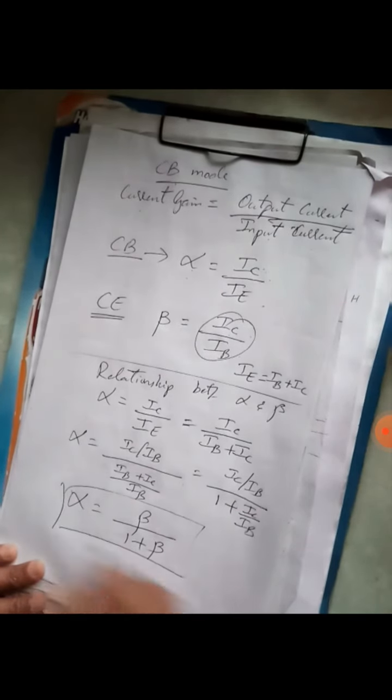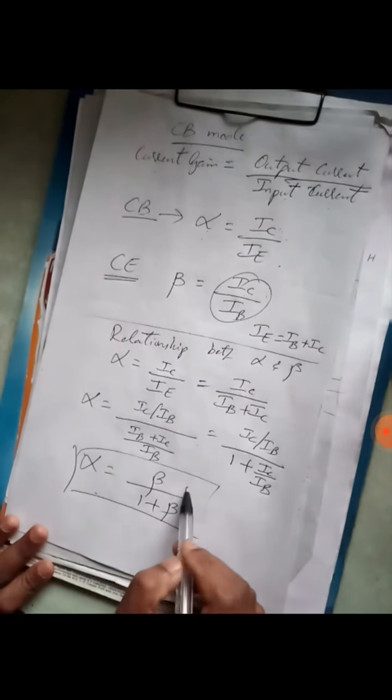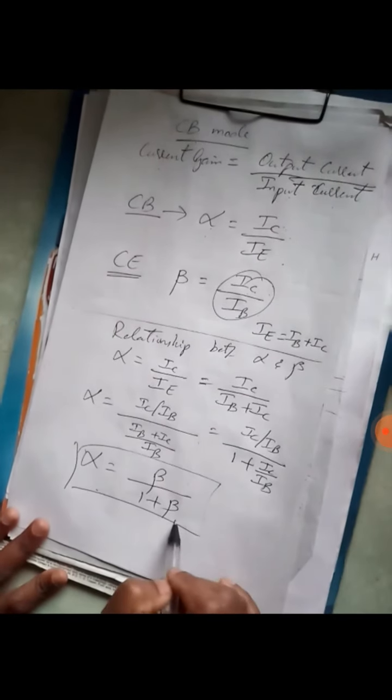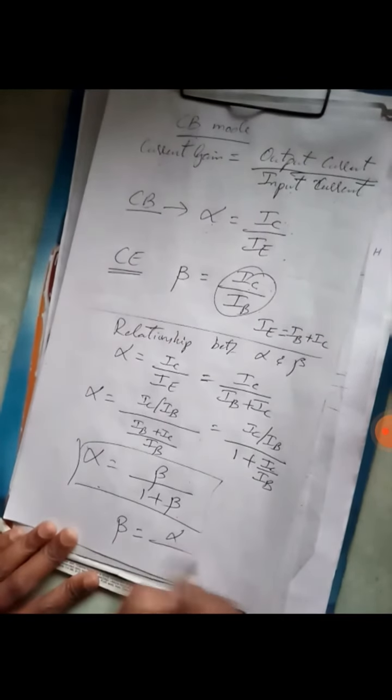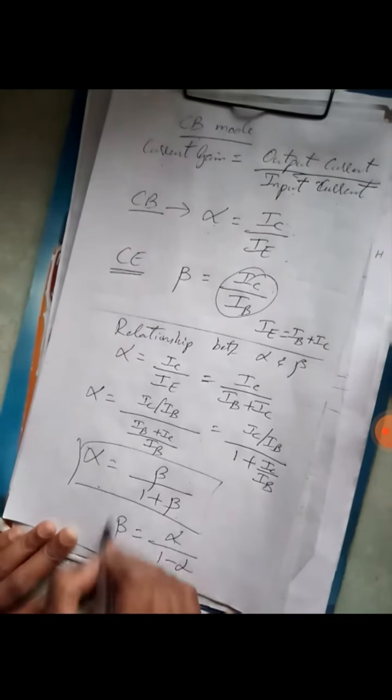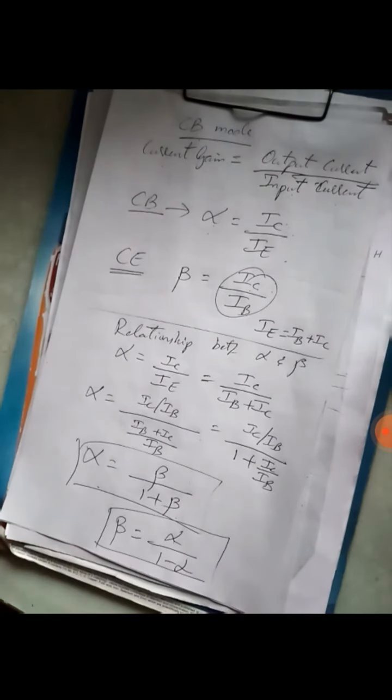But what is this IC by IB? IC by IB is equal to beta. So beta divided by 1 plus beta. So this is the relationship between alpha and beta. Alpha is equal to beta divided by 1 plus beta. Similarly, we are going to get the relation beta is equal to alpha divided by 1 minus alpha. We have to remember these two relationships. Okay?